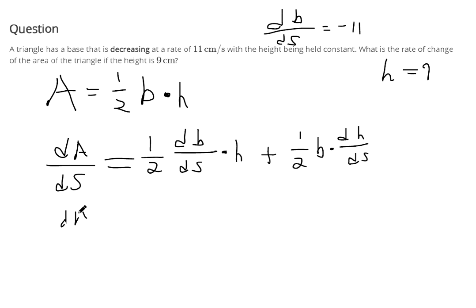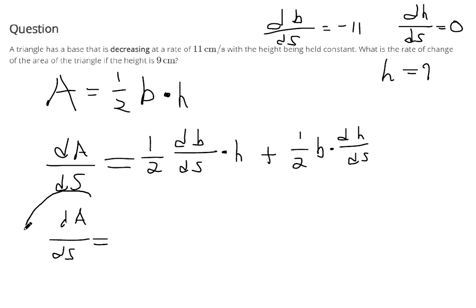I think we have enough information to plug in. Actually, we don't have... Rate of change of the area with respect to time. The height is 9 centimeters. Oh, it says the height is being held constant. That's the other important piece, because I was thinking we have this. They told us the rate of change of the base with respect to time is negative 11. They didn't tell us anything about the rate of change of the height with respect to time until I read this part. The height is being held constant. So the rate of change of the height with respect to time is 0. Okay, the height is held constant.